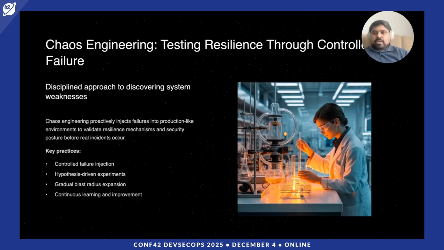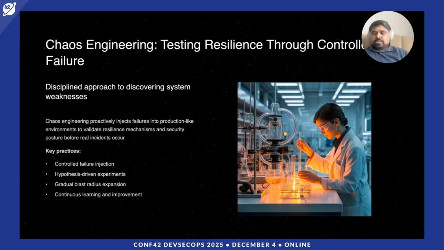Next is chaos engineering, testing resilience through controlled failure. So the philosophy: chaos engineering is a disciplined approach to discovering system weaknesses. One counterintuitive idea: intentionally break a system before real failures happen. This is not randomly breaking things, it's hypothesis driven.